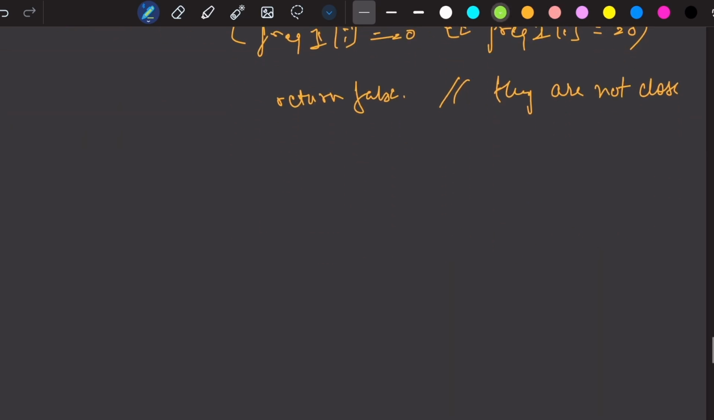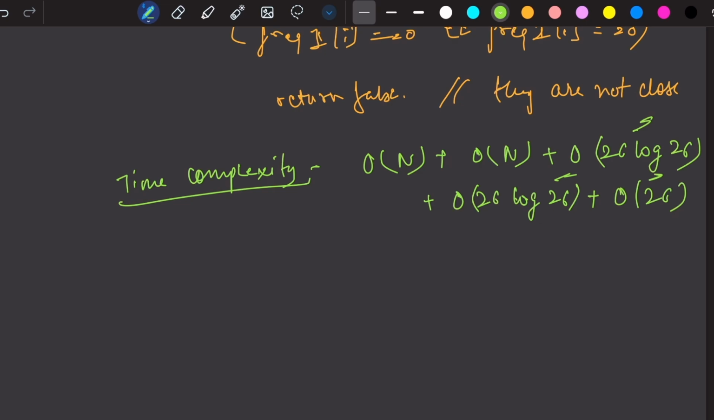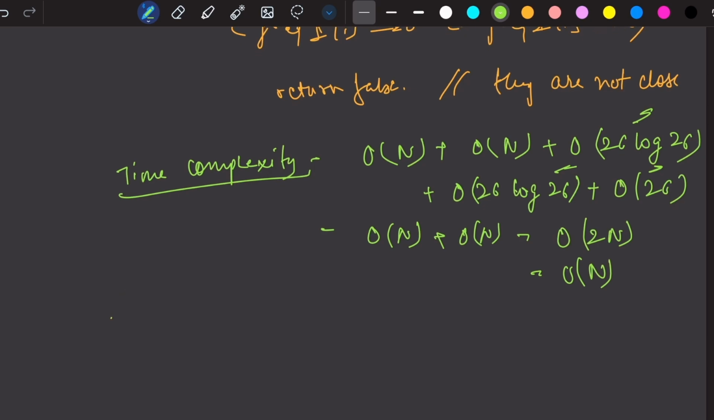So the overall time complexity will be big O of n plus big O of n plus big O of 26 log 26, and again the other sorting of array 26 plus big O of 26. Since these are constant, we can say big O of n plus big O of n will be big O of 2n, or you can say 2 is constant, big O of n only. Okay. And space complexity.